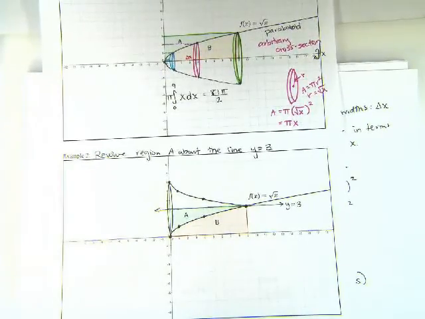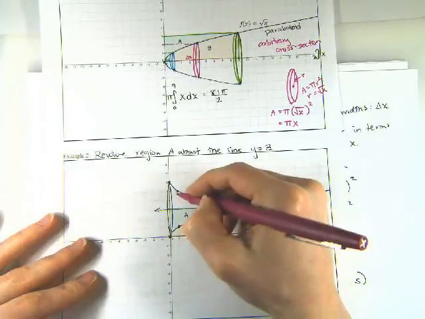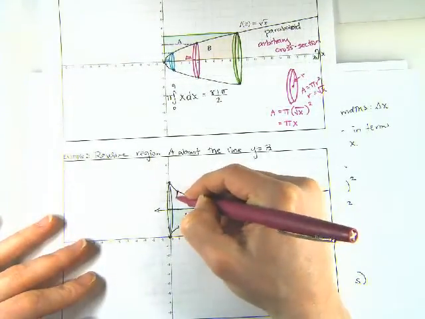Before I go into the volume, how are we feeling about the picture? Because once you have the picture, once you have a visual for it, it's much easier to approach from there. So let's go ahead and draw a few cross sections.